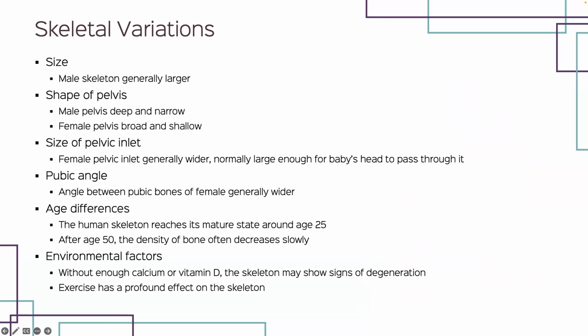Many different factors will cause each individual skeleton to vary from any other skeleton. So a man's skeleton and a woman's skeleton will differ in many different ways. If you were to examine a male skeleton and a female skeleton placed side by side, you would probably first notice the differences in their size.